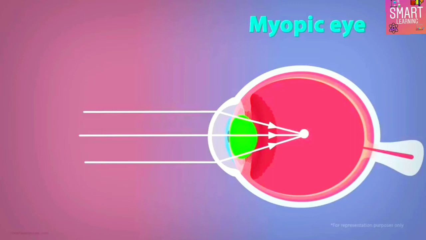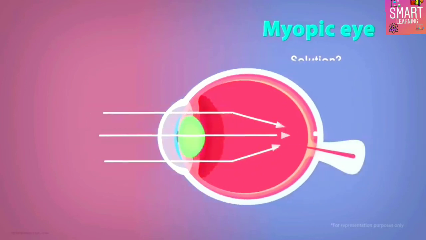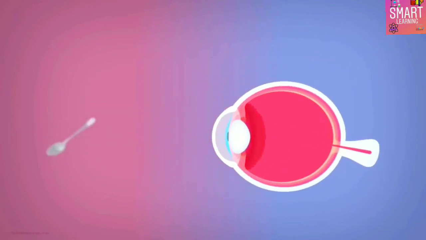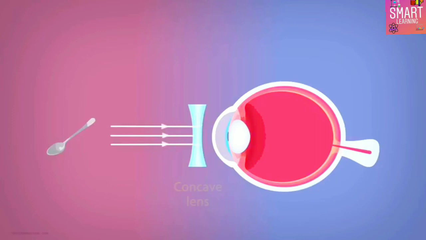So how do we overcome this eye defect? It can be corrected by using a concave lens. We place a concave lens in front of the myopic eye. Why a concave lens? We know that a concave lens diverges the light, and these divergent rays fall on the lens at such an angle that they refract and come together on the retina, not in front of the retina.